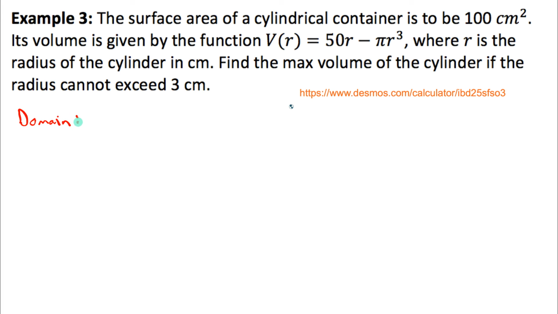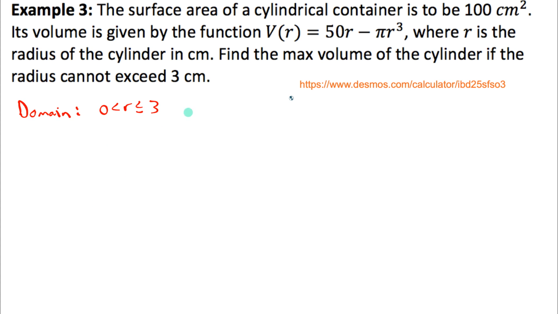Our domain, well, the radius has to be bigger than 0. We have to have a radius, but it says it can't exceed 3, so it has to be less than or equal to 3. So it's between 0 and 3. If I want to know what's the max volume, I would have to test the endpoints. So test 0, test 3 in the volume function. Well, I know if the radius is 0, the volume is going to be 0, so that's not going to be an absolute max. But I will have to test 3 and any critical numbers between 0 and 3.